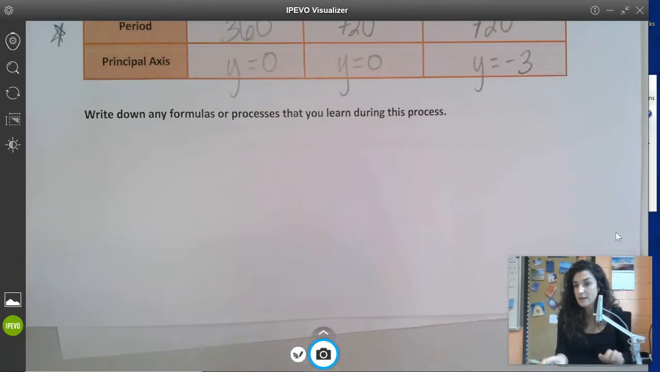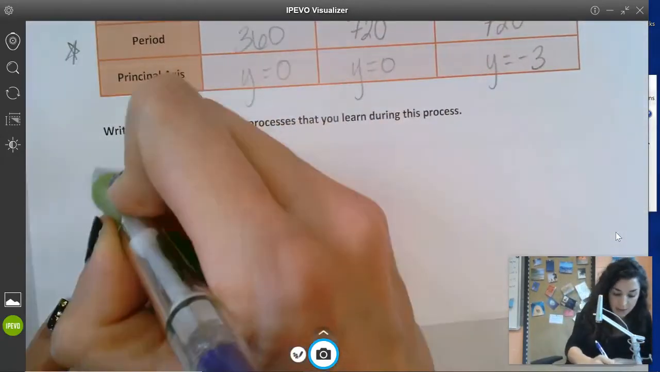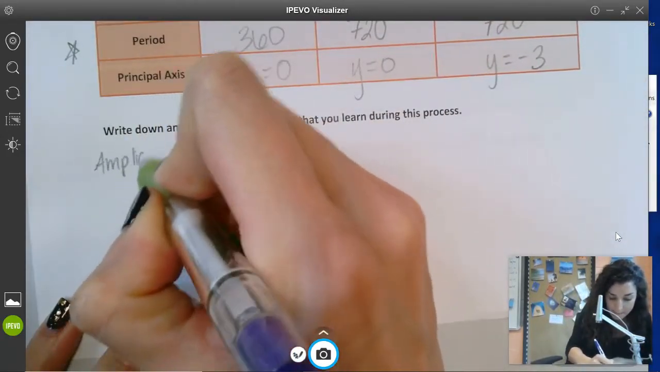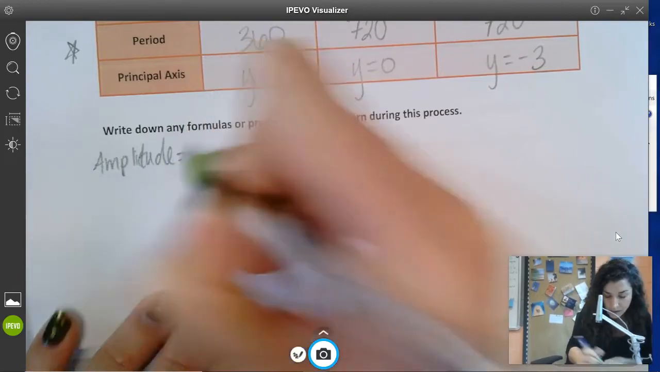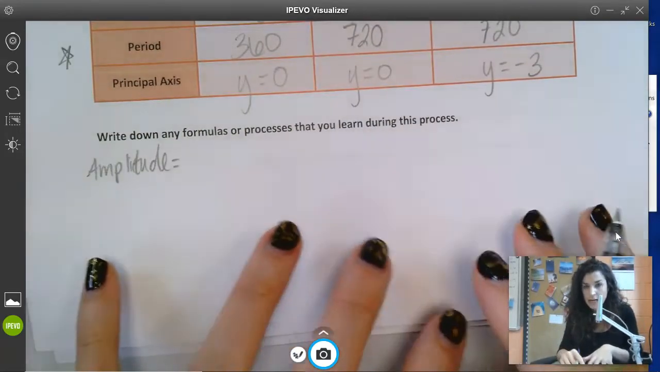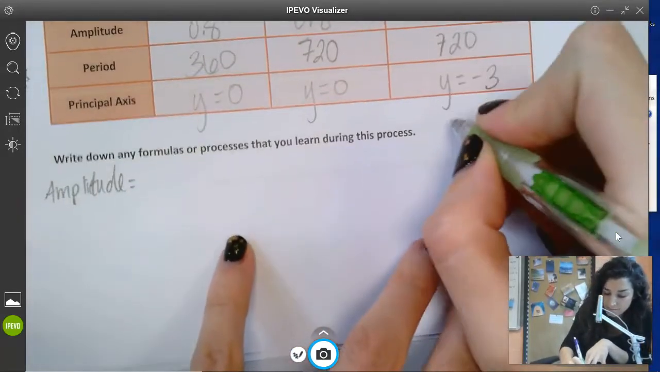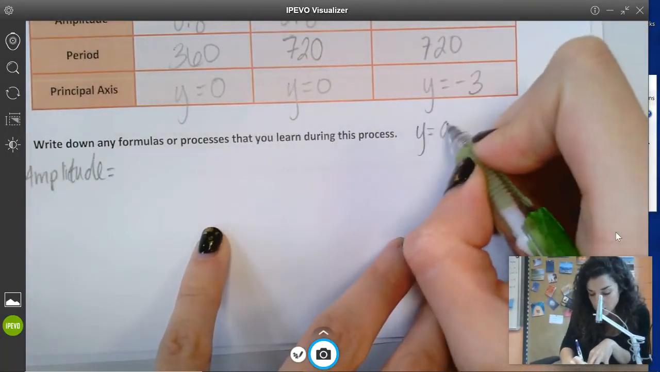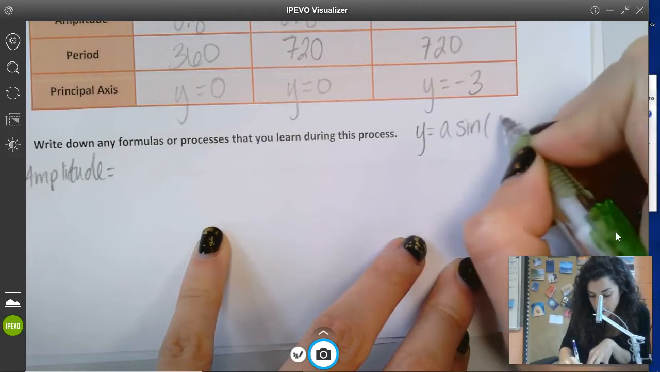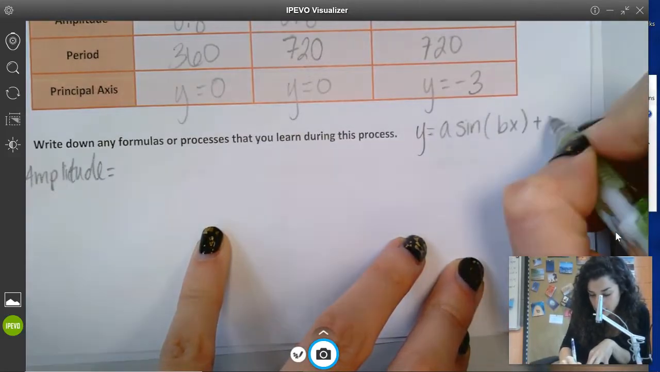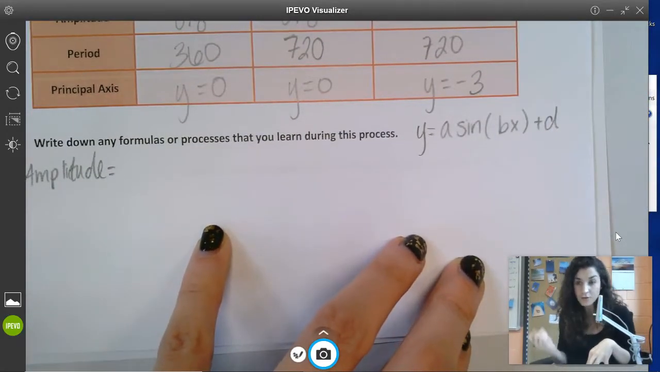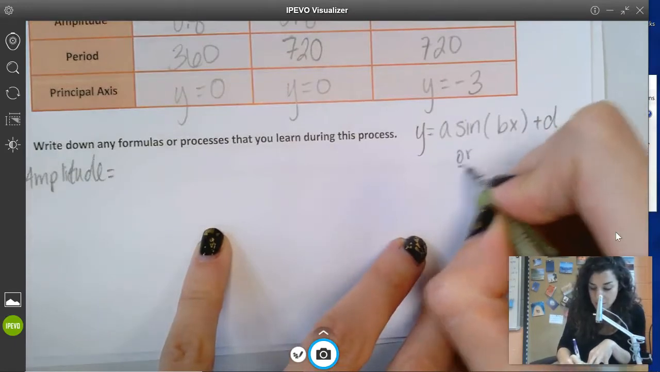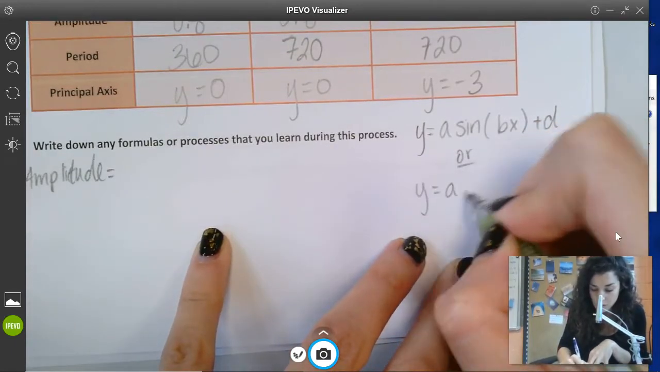So summarizing all of these pieces together, your amplitude is equal to, if I write out the idea of these functions, y equals a sine of bx plus d, 3 unknowns. So keep that in mind for systems of equations.